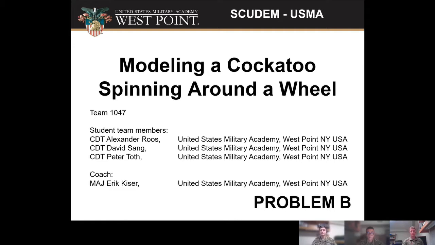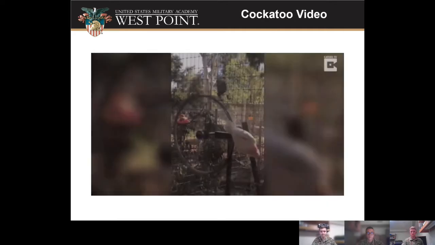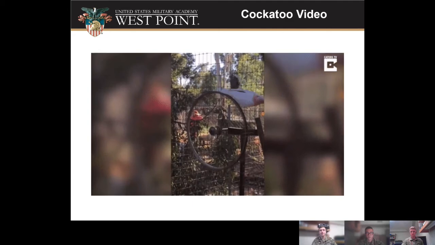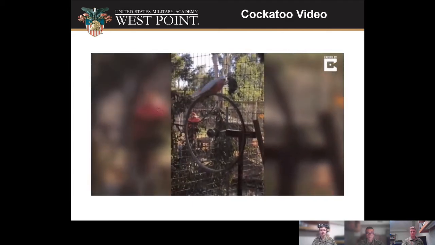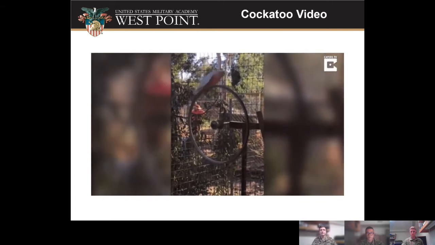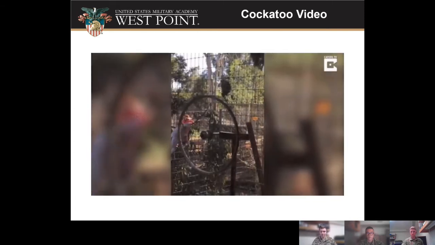We are presenting our SCUDEM project, modeling a cockatoo spinning around a wheel. So this is problem B in SCUDEM 5, 2020. So here is the cockatoo video. It's a bird that's spinning around a bicycle wheel. The bird is attached to the wheel, and he spins starting from the top and loops around.